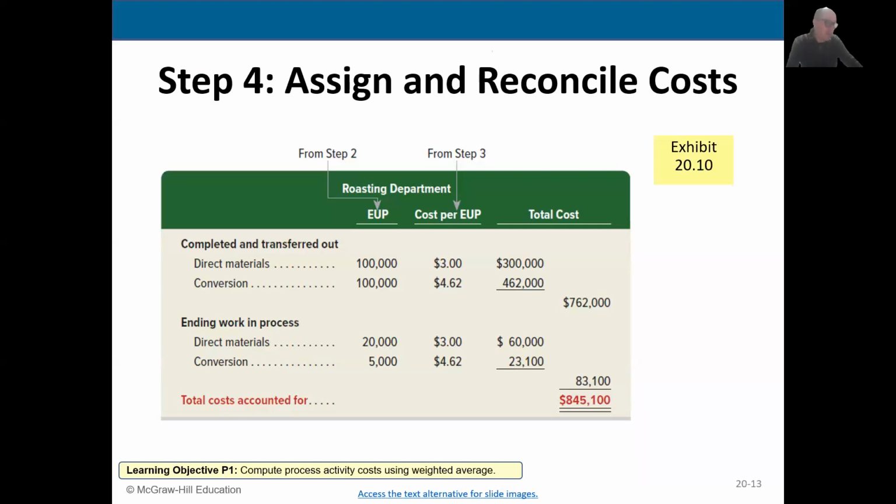The reason why we go through reconciliation is for management's ability to verify the total costs assigned to the units completed and transferred out, plus the cost of units in ending work in process inventory. Of course, it shows the total costs accounted for in the production costs.